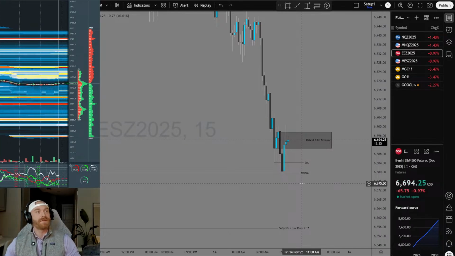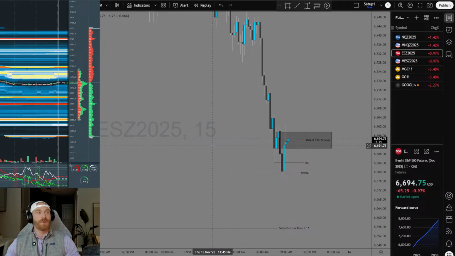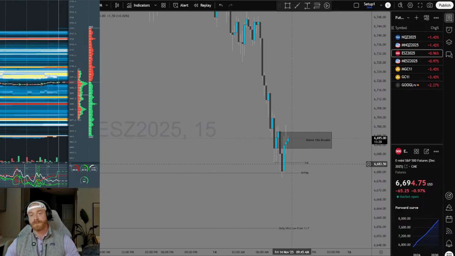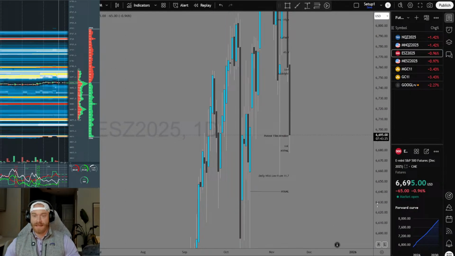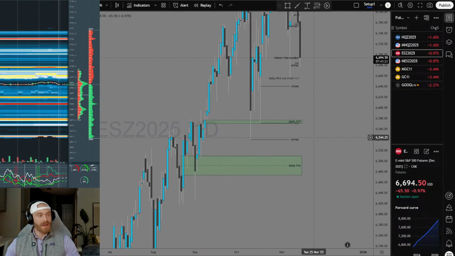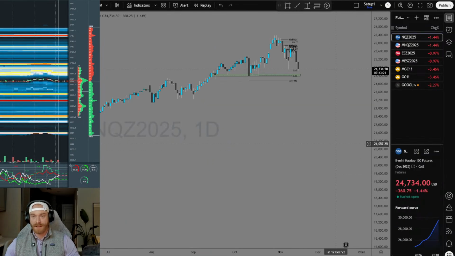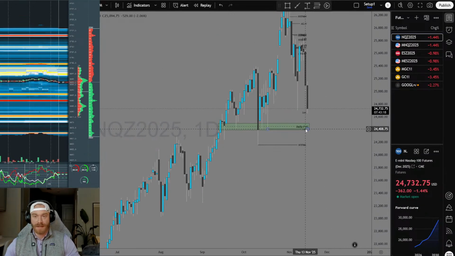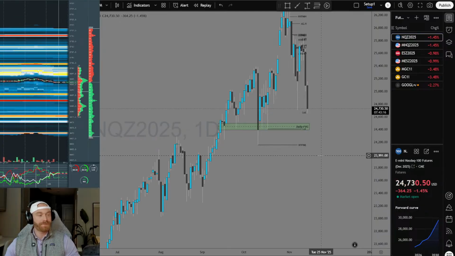My bias today is that we try to fill the gap down, either reject or push higher, or we sweep these lows and push up after that. We got a couple daily gaps below us here. This is ES. NQ, I think it's a little bit closer. We got this daily gap here where London low is.